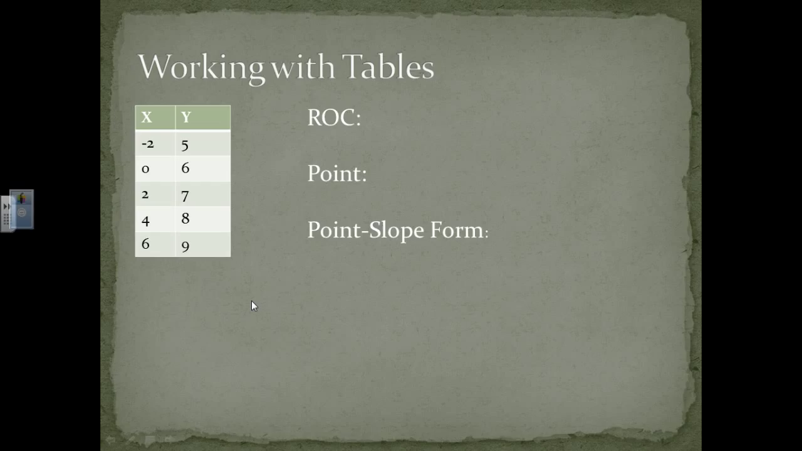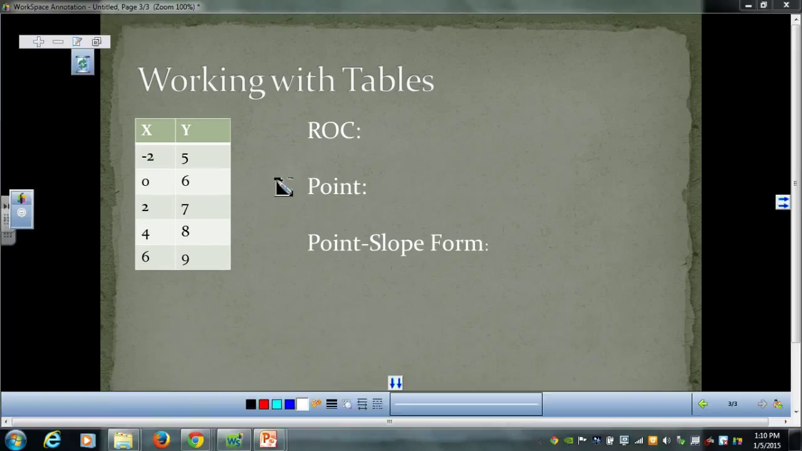All right, so let's take a look at another example. Once again, we need rate of change, we need a point, and then we can write our equation in point slope form. Once again, it should not matter which points we pick.